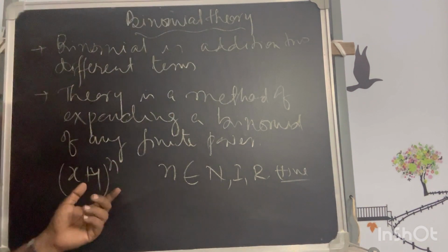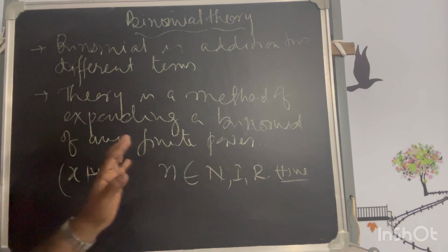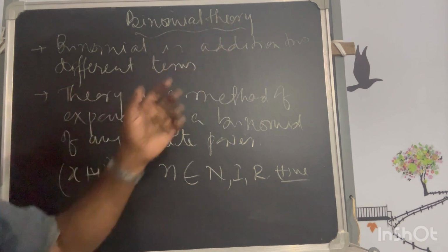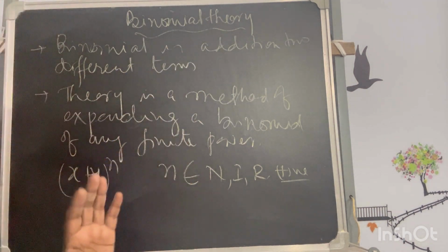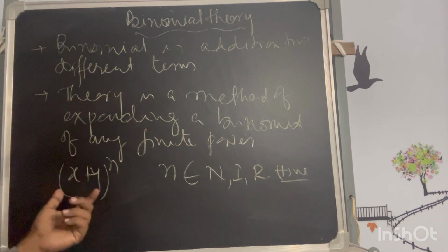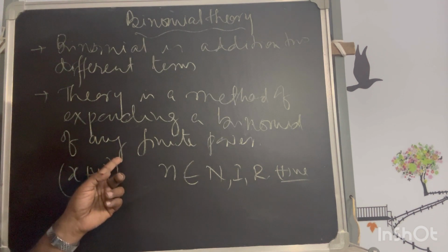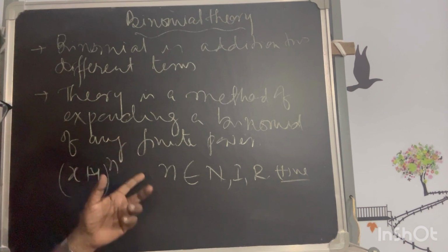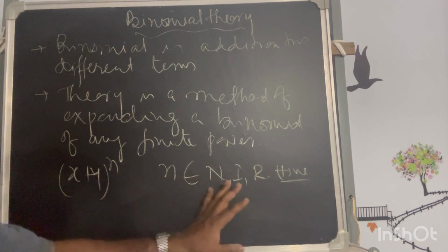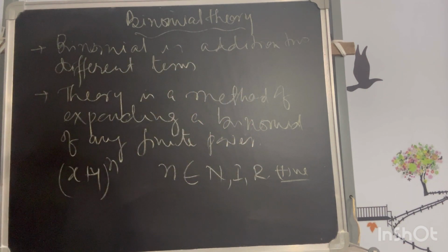Okay, so these are the conditions where if I expand this series, I will get an expression, and that is studied in binomial theory, and the method that is used to expand it is called the binomial theory. So binomial theory is the method by which we can expand a binomial with a finite power, and the expression that I get by this method comes under binomial theory. So this is the basic definition of binomial theory.